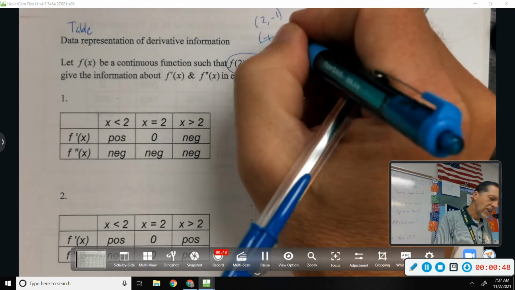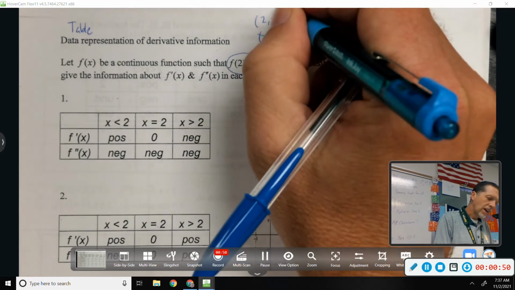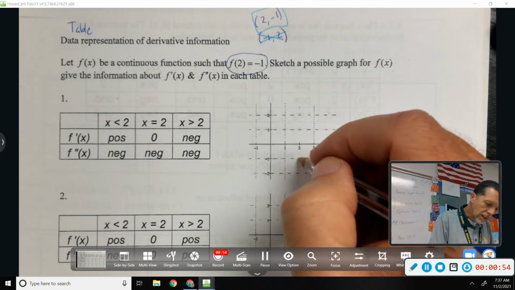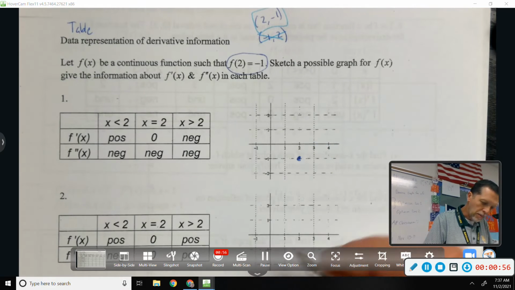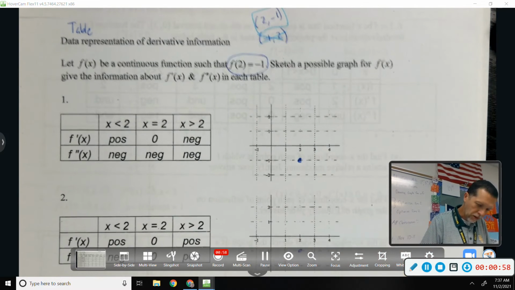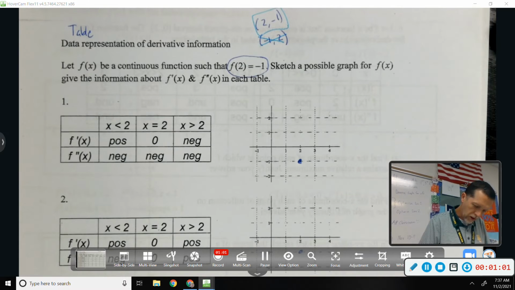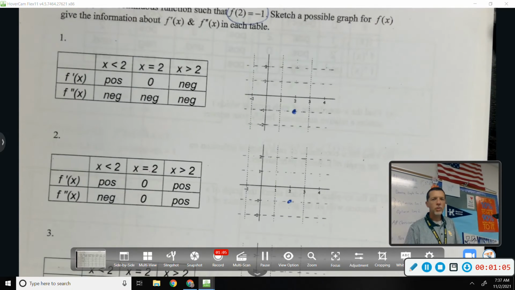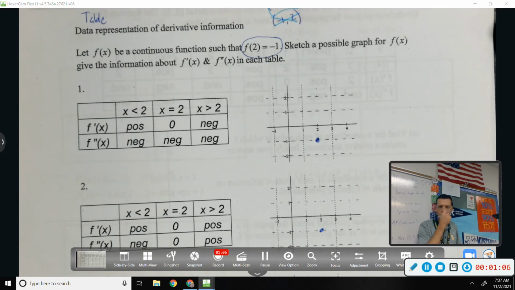Two, -1, the x and the y. So on all of these graphs, 2, -1 is on there. So it might be wise, before we even go any further, to put that point on all of the graphs, where we don't do a couple graphs and then forget that that point's on all of them.